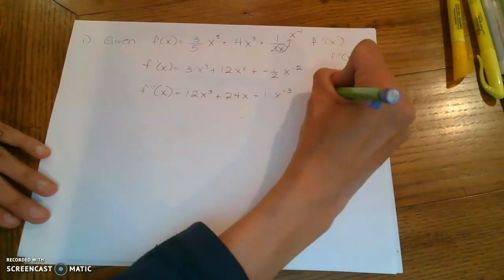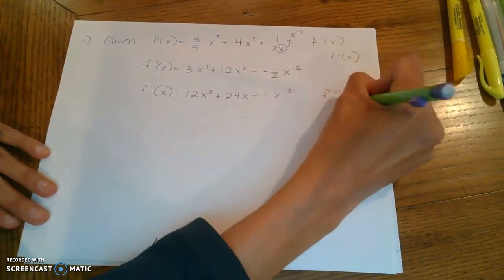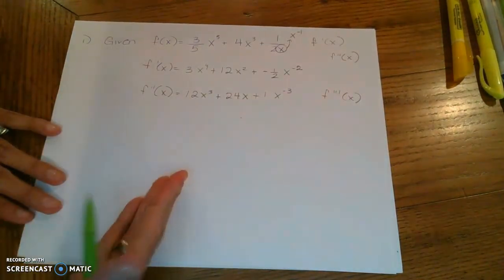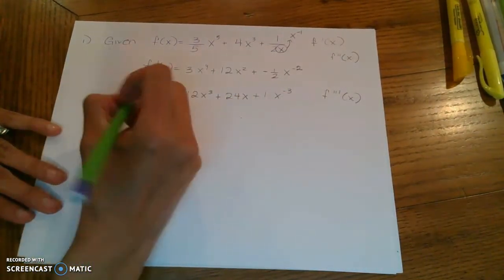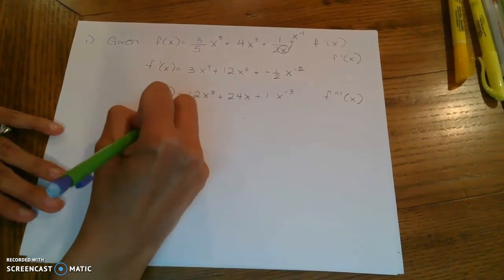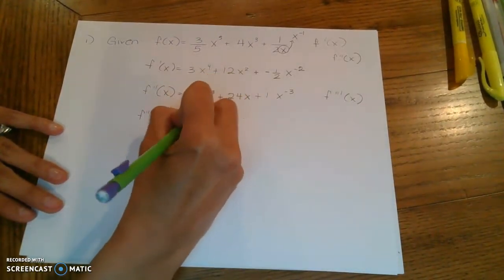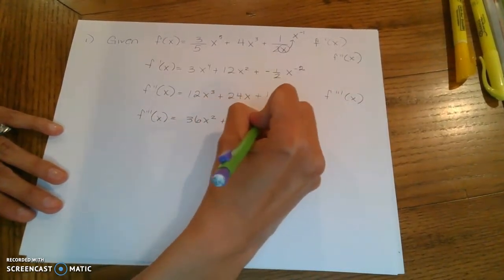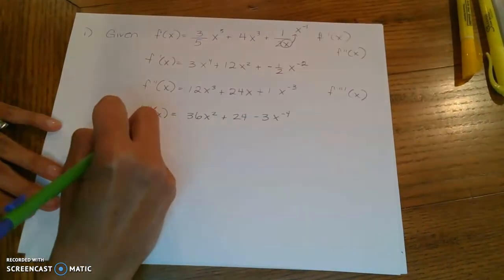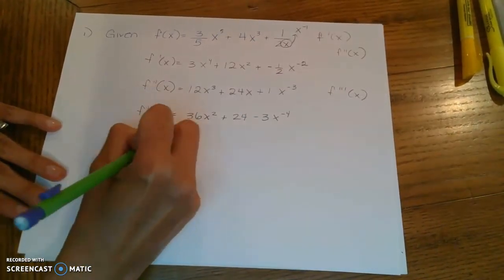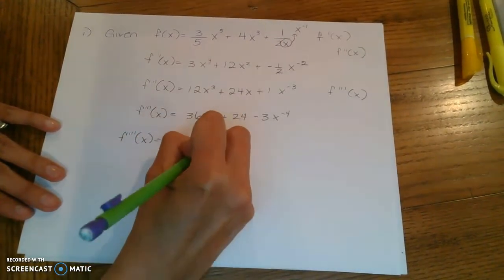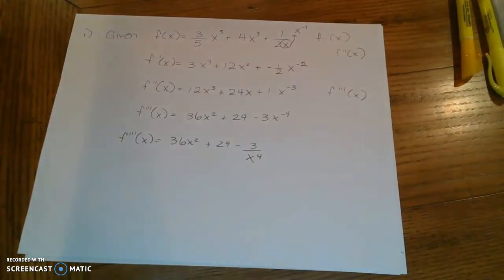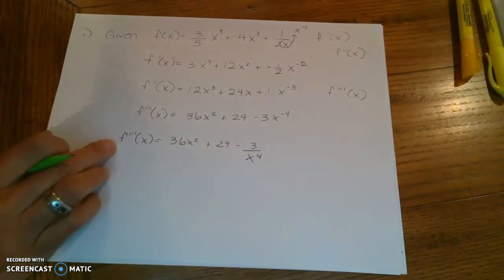And last but not least, if I want the triple. Now I can keep on going. At times you'll see you'll just end up at 0 when you start getting to constants. But here, my third derivative would be 36x squared plus 24 minus 3x to the negative 4. And let's say that's what I was looking for. Well, then you would just write your answer like so, bringing back down that negative exponent, and that would be my third derivative.